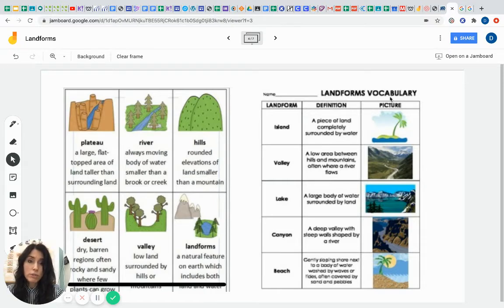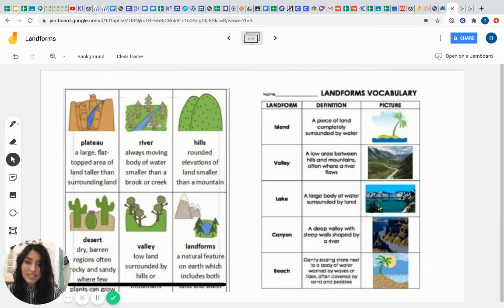Here's some more landform vocabulary that's good to know. What is an island? Well, if somebody asked you that, you can probably picture that in your mind's eye. It would look something like this, but it really is a piece of land completely surrounded by water. What is a valley? Well, we looked at one right over here. That's an illustration, but this is an actual photograph of what a valley would be, where you can see the mountains on either side, or it could be hills, and a lot of times the river flows between that land space. It says a low area between hills and mountains, often where a river flows.